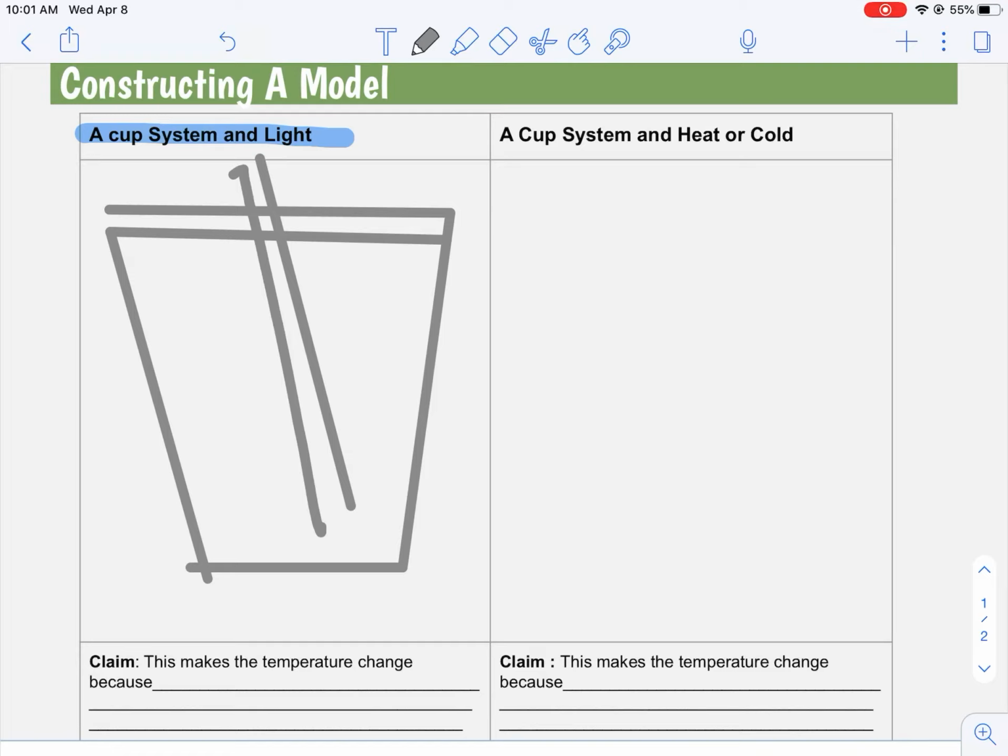If we were doing this experiment in our classroom, the cup would just be sitting in our classroom and the light would be coming from the lights on the ceiling. Another scenario might be if this cup was sitting outside on a picnic table, the light might be coming from the sun. So for this scenario, we're going to say that the light is coming from the lights in our classroom. So we're going to maybe just draw a light in here. Okay, so here's our light.